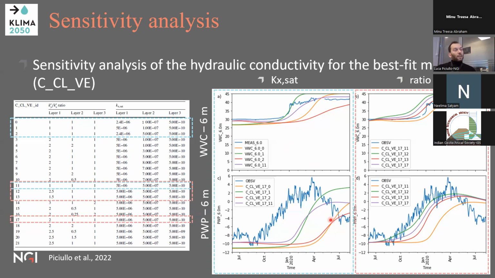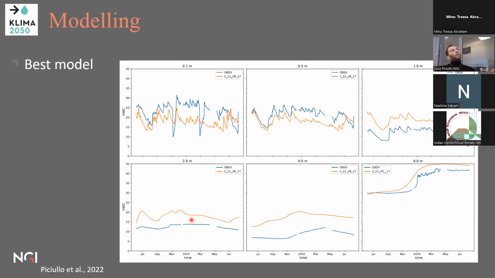Then we took the best model here, and we also changed the anisotropy ratio. In this case, we can see that increasing the layer one anisotropy ratio also slows the response, as you can see here. Now, we defined the best input parameters in terms of saturated hydraulic conductivity and anisotropy ratio. We found that simulation number 17 was the best. And this is the final result.